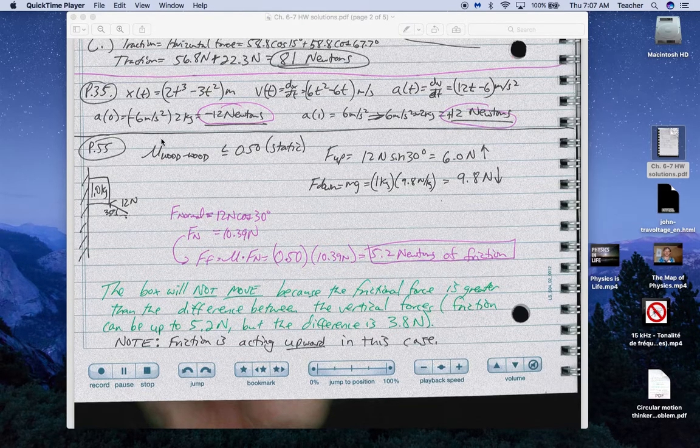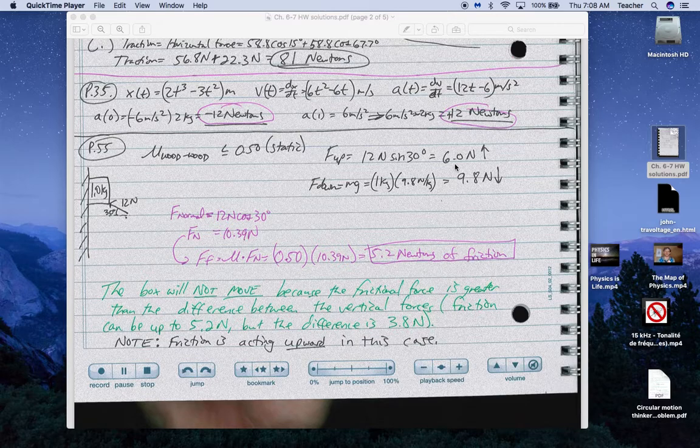Here, 55 is sneaky because you needed to know the coefficient of friction of wood on wood, which is in your chapter. So for static friction, it's less than or equal to 0.5. So in this particular case, what I'm looking at is, what direction would the box accelerate, and if it does, what is the magnitude of acceleration?